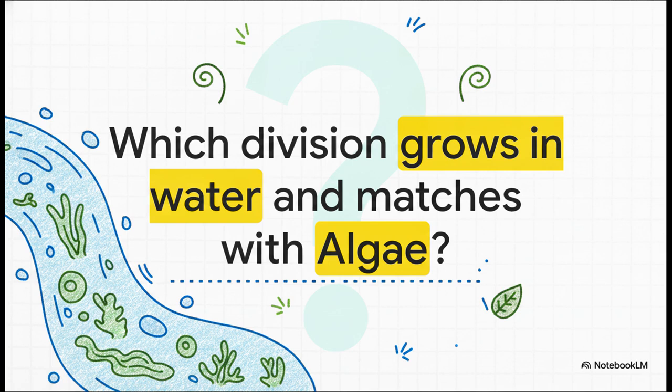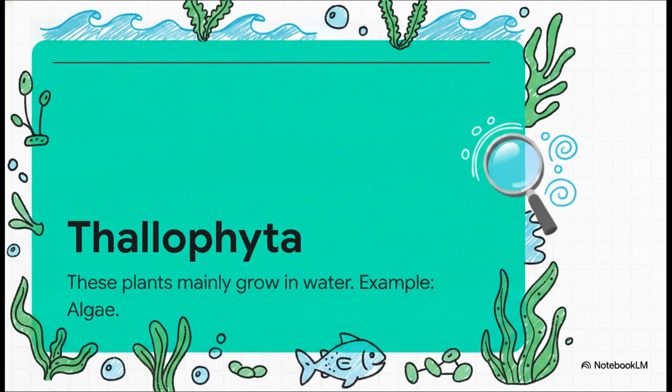Which division mainly grows in water and matches with the example of algae? Take a quick second to look. If we follow that handwritten number 1 straight across the page, we find our answer just sitting there waiting for us. The answer is Thallophyta. By connecting those dots, we literally just learned that the division Thallophyta represents aquatic plants, and the classic example given is algae. It's a perfect match, right?